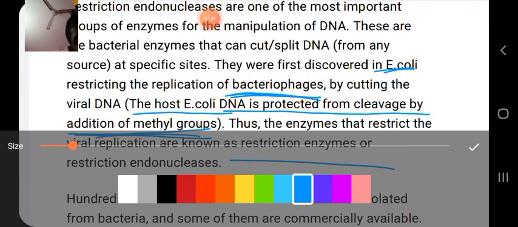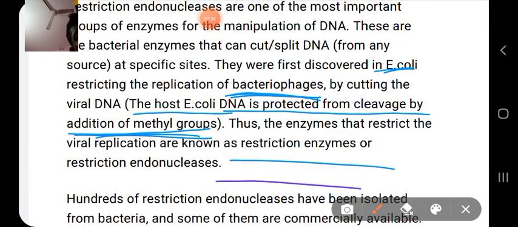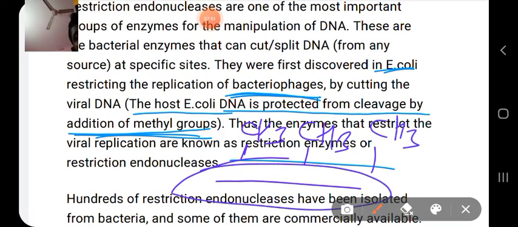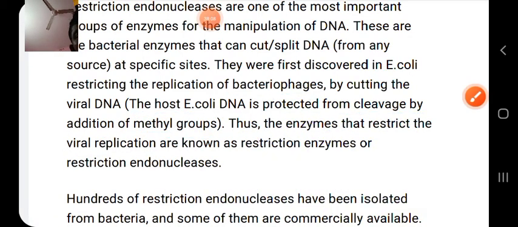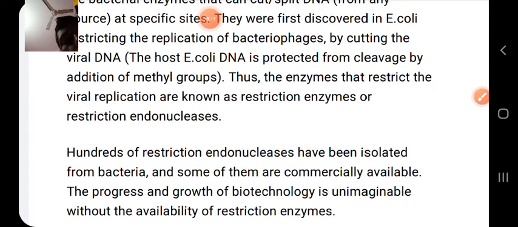If this is the genome of the viral DNA, the bacteriophage viral DNA, then what happens? The E. coli cell has its methyl groups already present, so they are protected. But the viral DNA does not have the methyl group, so it is cleaved by specific restriction enzymes. They recognize specific sequences and cleave at that site, making fragments of bacteriophage DNA to inactivate it. Thus the enzymes restrict the viral replication, and are known as restriction enzymes.